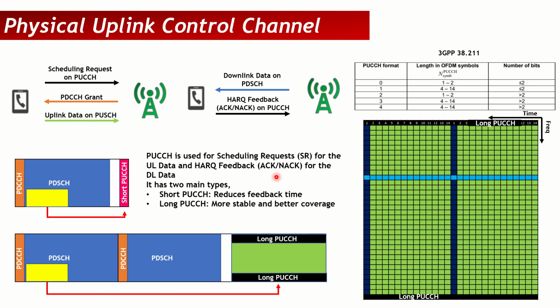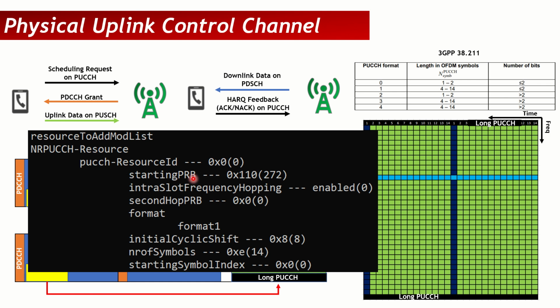So how to look at it from the UE log, for instance, how does the UE find out? The UE gets a configuration like this. For instance, here we get a starting PRB, which is, let's say, 272, and a second hop PRB, which is 0. So frequency hopping is enabled. That means the UE will get the starting PRB here, which is the upper PRB, 272. In the next slot, it gets PRB number 0.